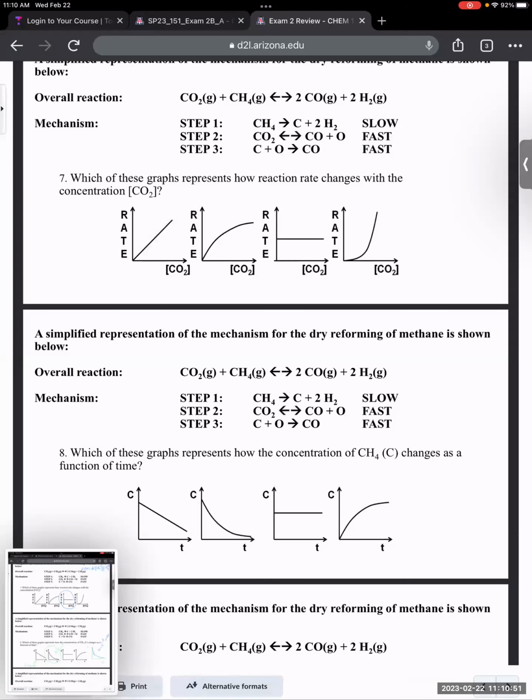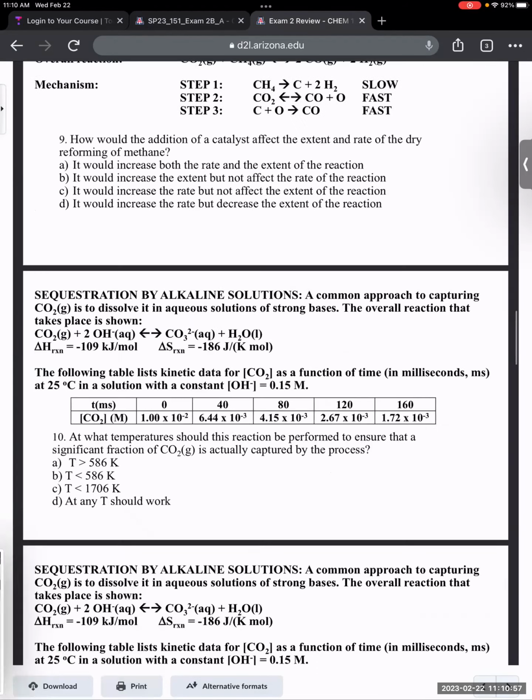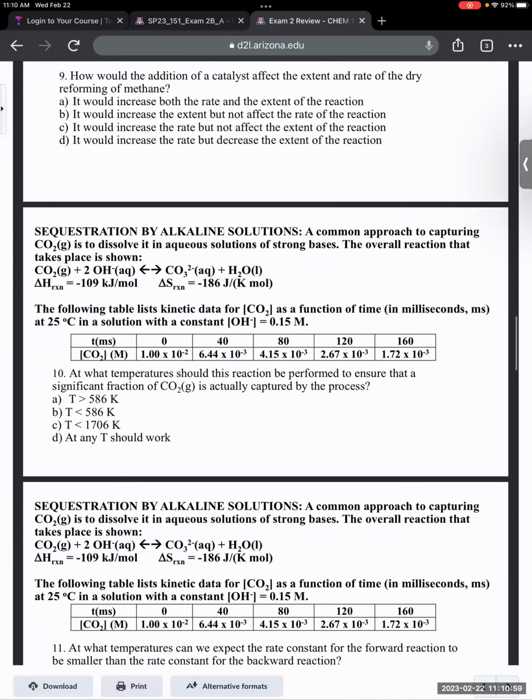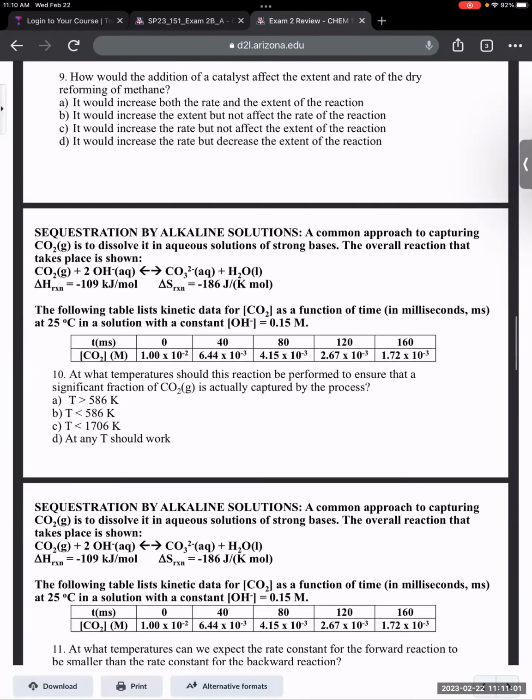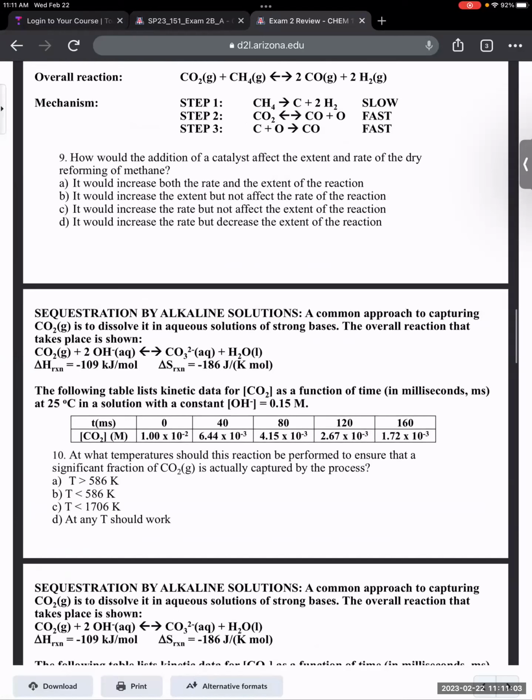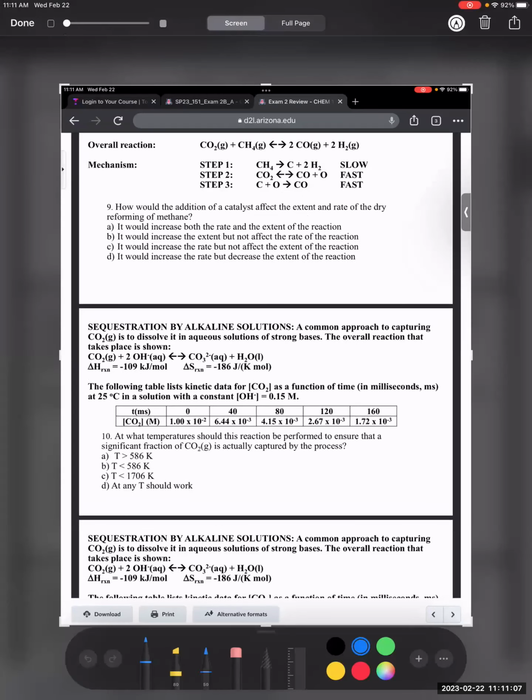All right, now moving on to questions 9 and 10. Okay, let's do that. How would the addition of a catalyst affect the extent and rate of this reaction?